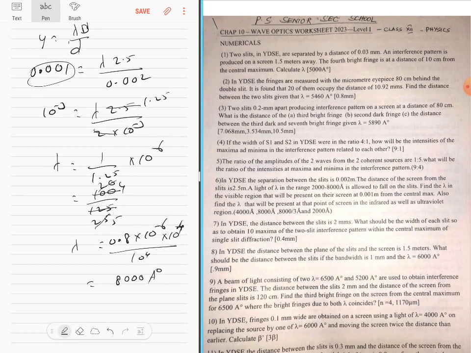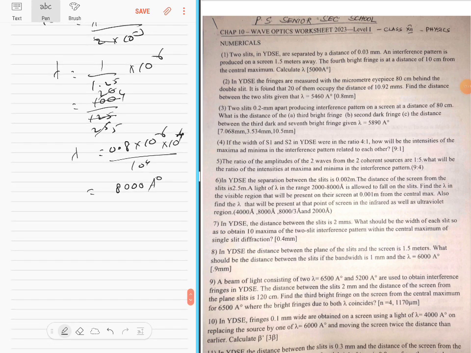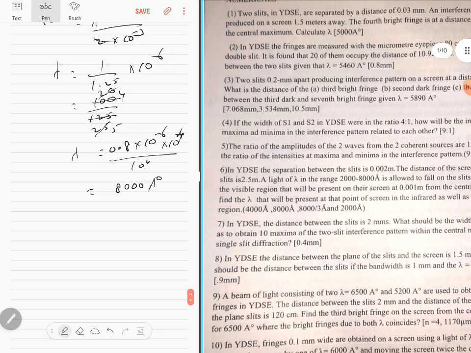Slit is 2.5. The distance between the screen, the light of wavelength ranging from 2000 to 8000 Armstrong is allowed to fall, and find the lambda in the visible region that will be present on the screen. I'm just trying to manipulate this question and get the answer. I got 8000 Armstrong, which apparently is the second part.